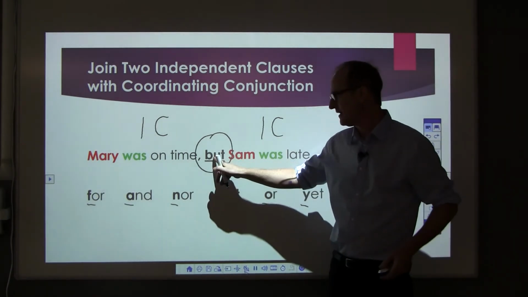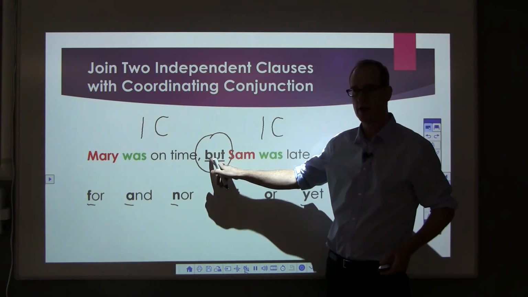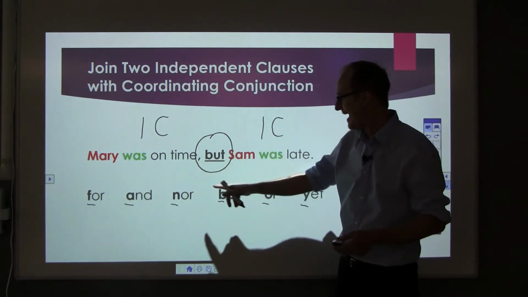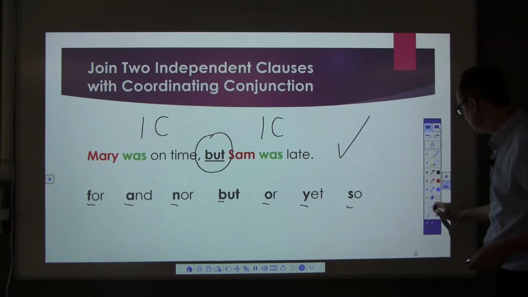And again, those are the only terms. So, however can't join them, it would be a run-on. Therefore can't join them, it would be a run-on. But you can use a comma and but or comma and it's perfectly fine. Very, very important.